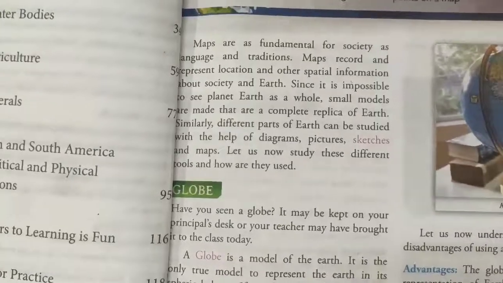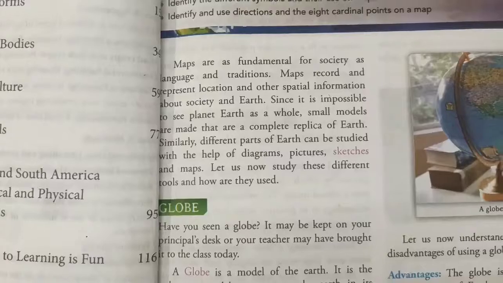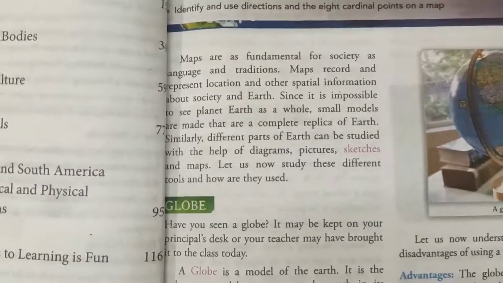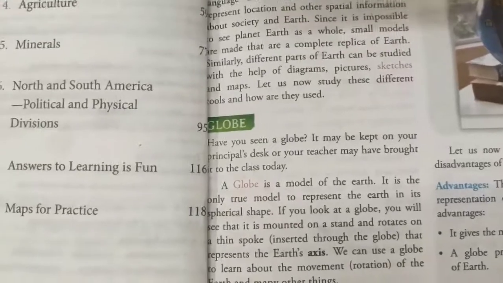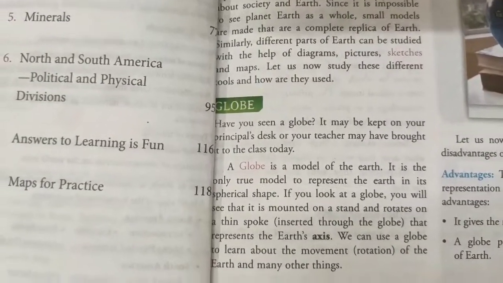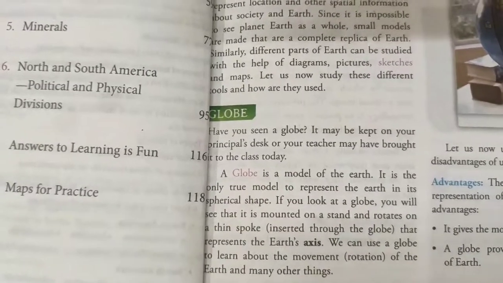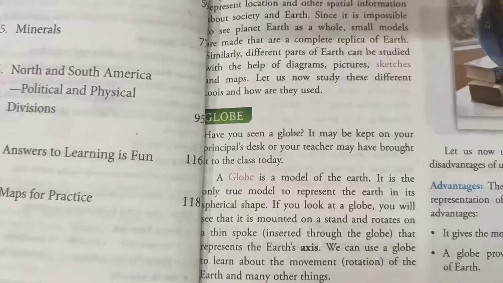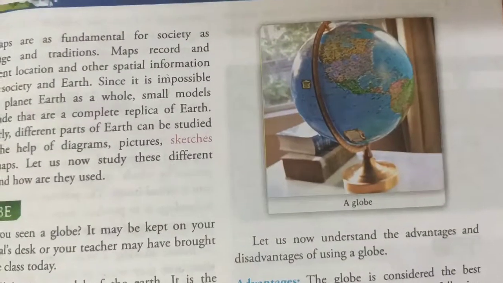Now children, on the globe as well as on the map, the surface of earth is only shown. Okay. So, first of all, let us start with the globe. What is a globe? Children, have you ever seen a globe? Of course, you might have seen a globe in your school. Now, on the same page, you can see the picture of a globe.